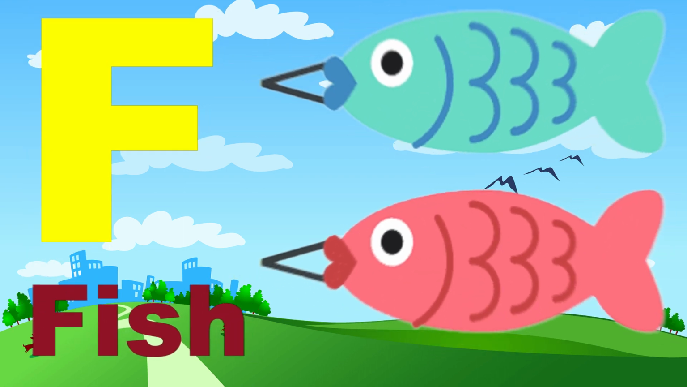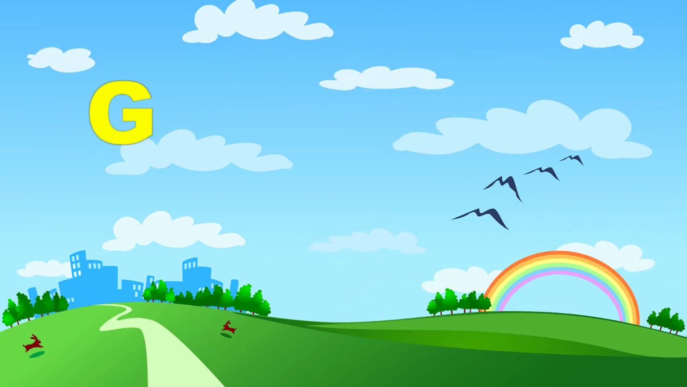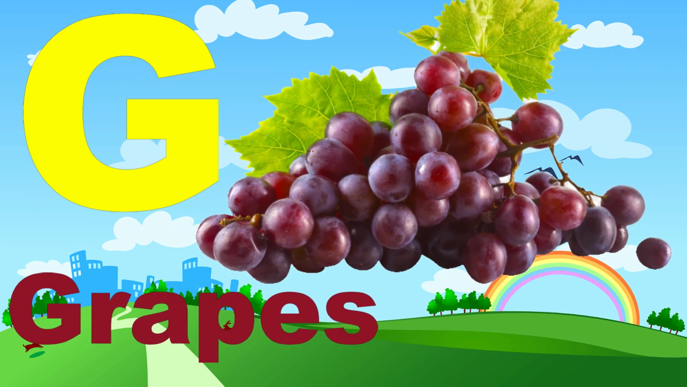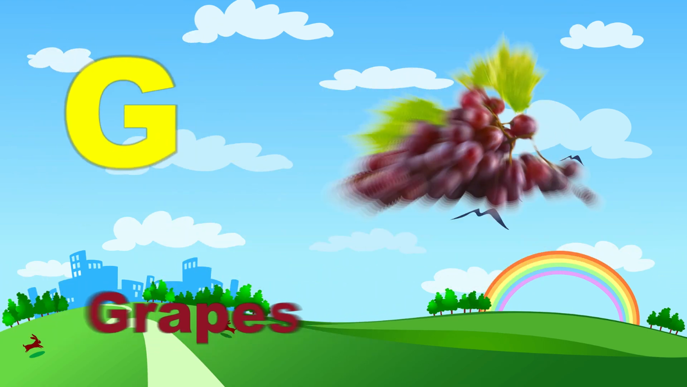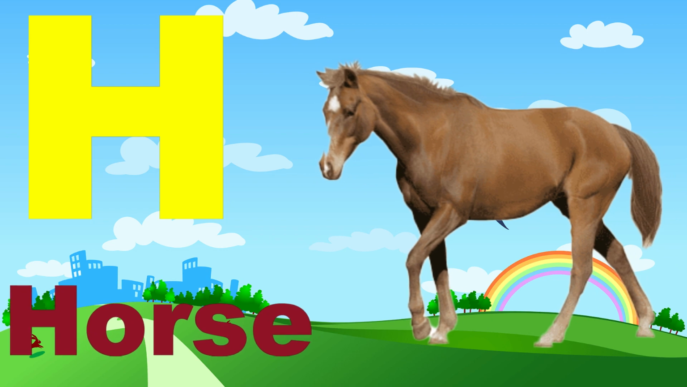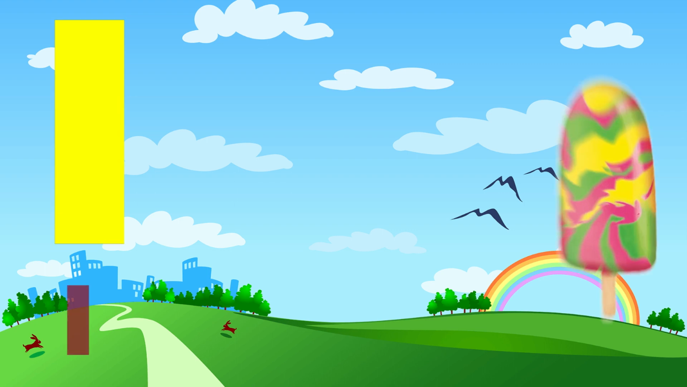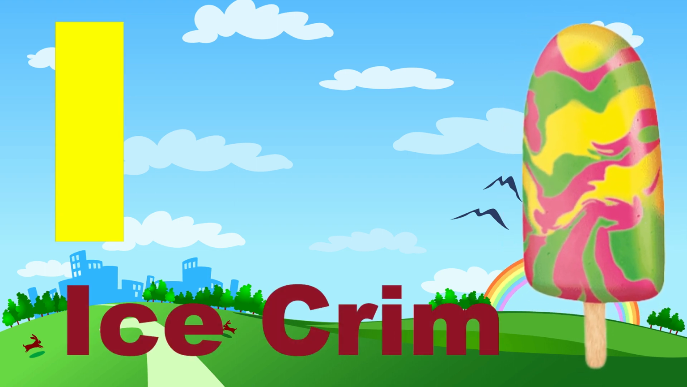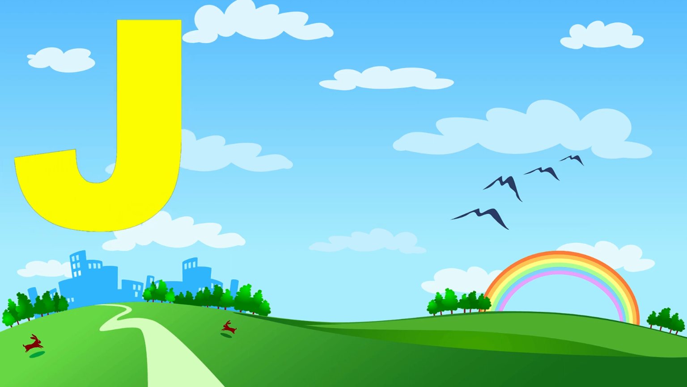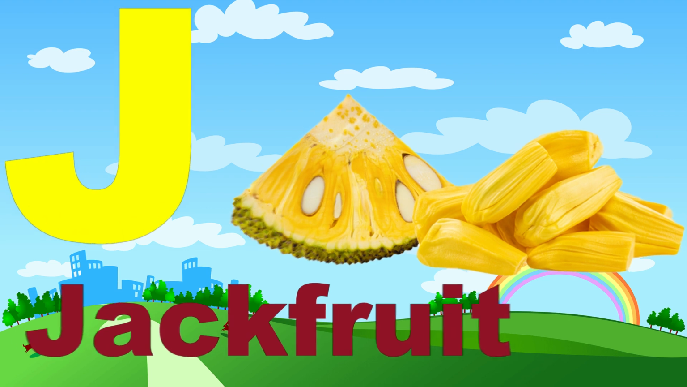F for fish. G for grapes. H for horse. I for ice cream. J for jackfruit.